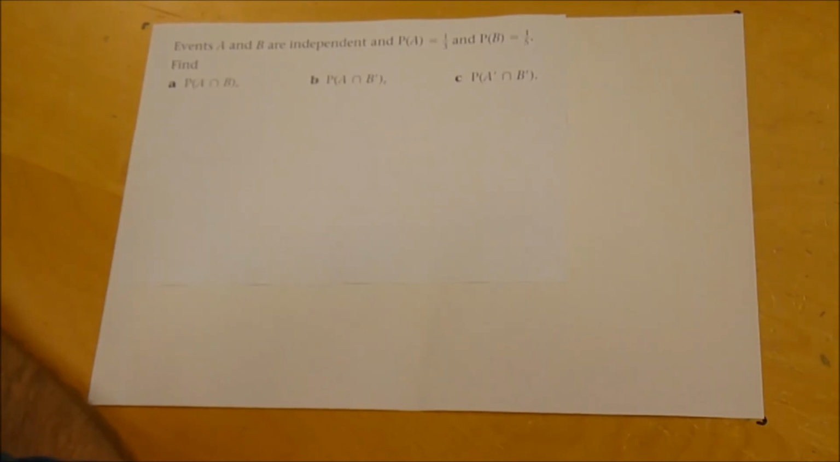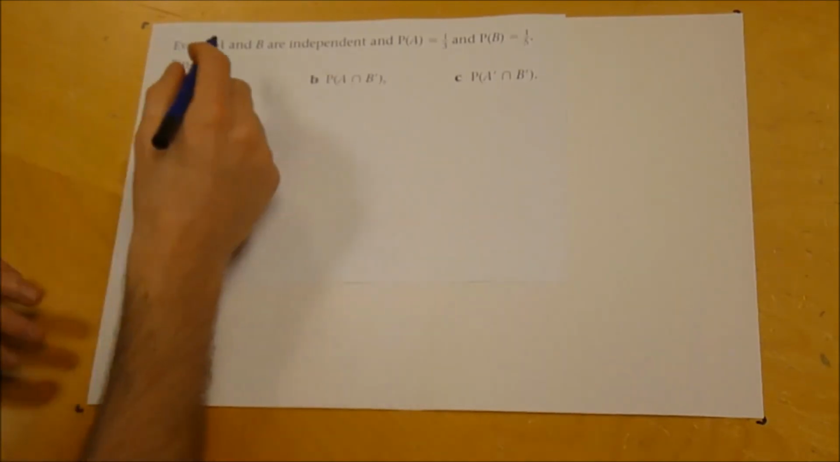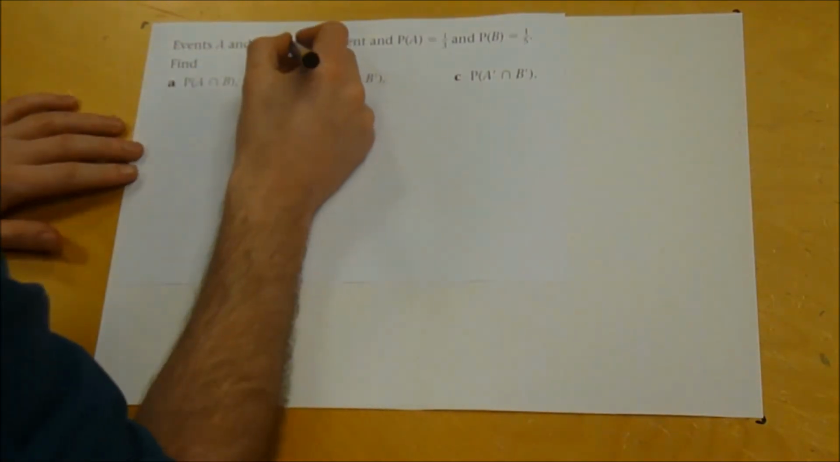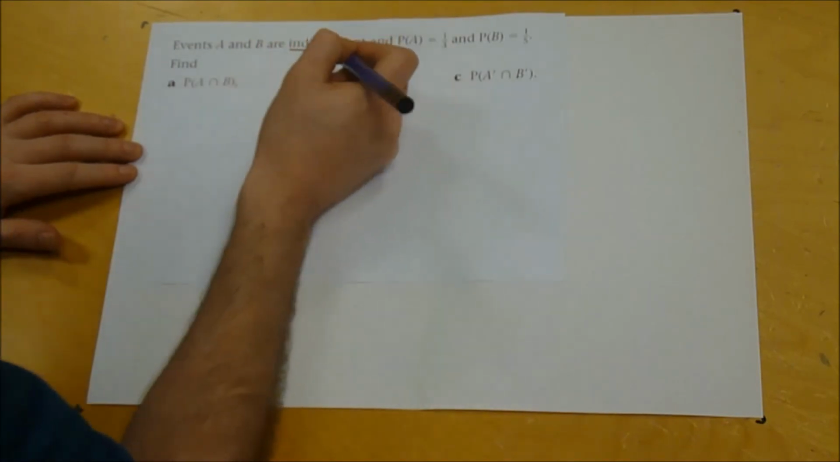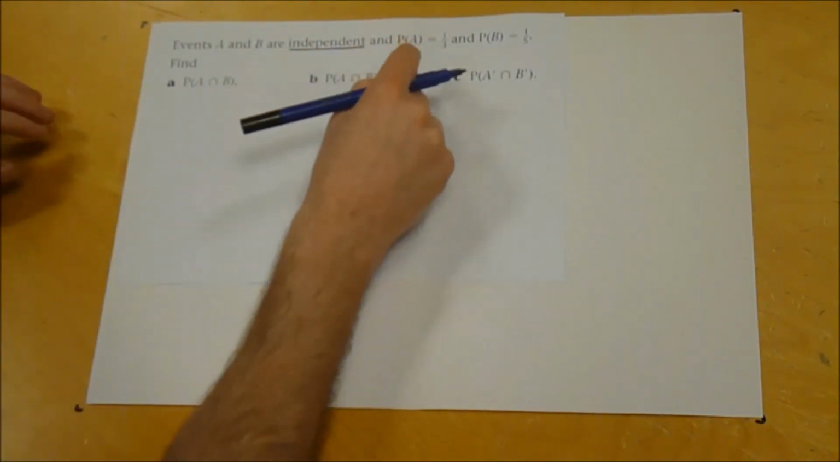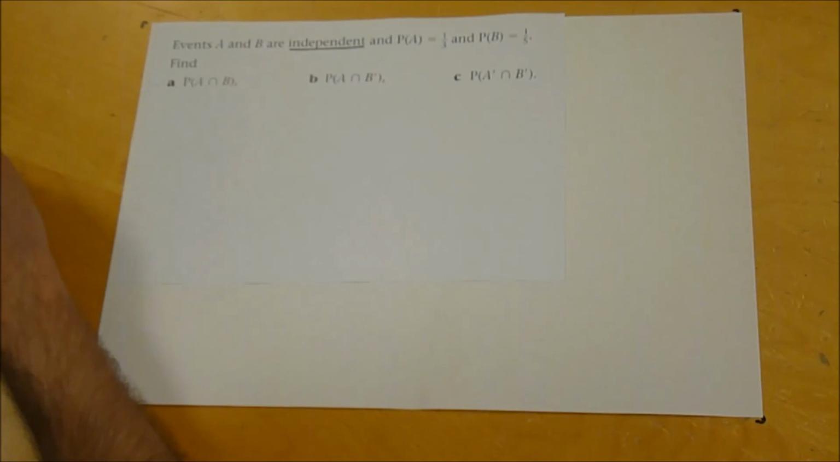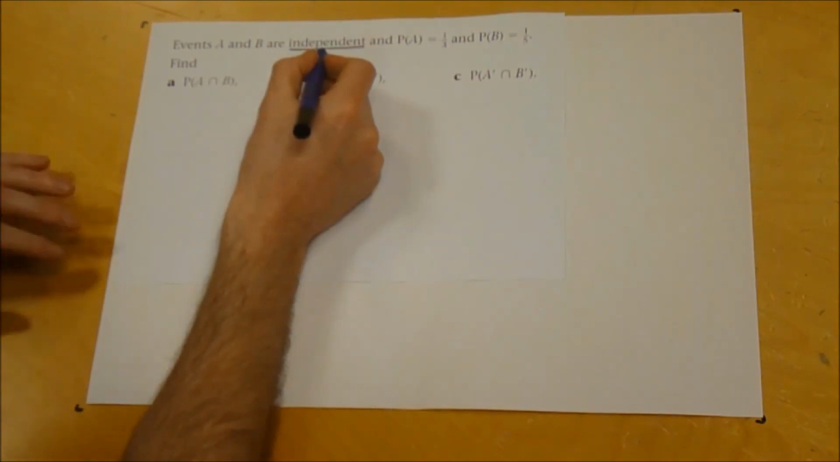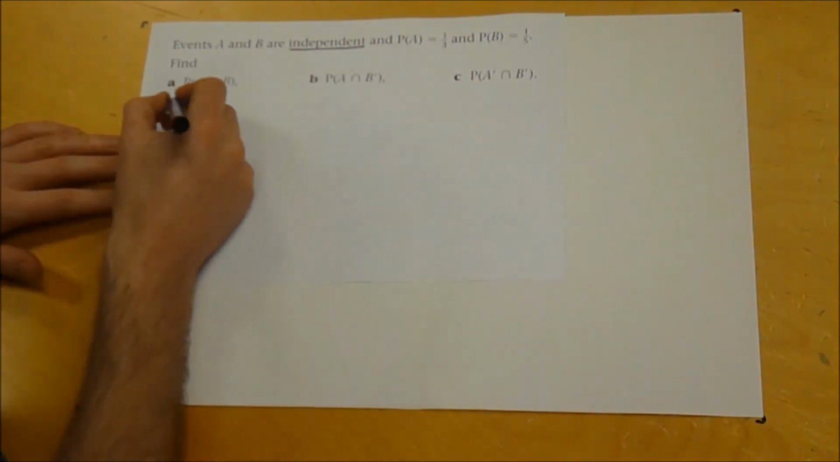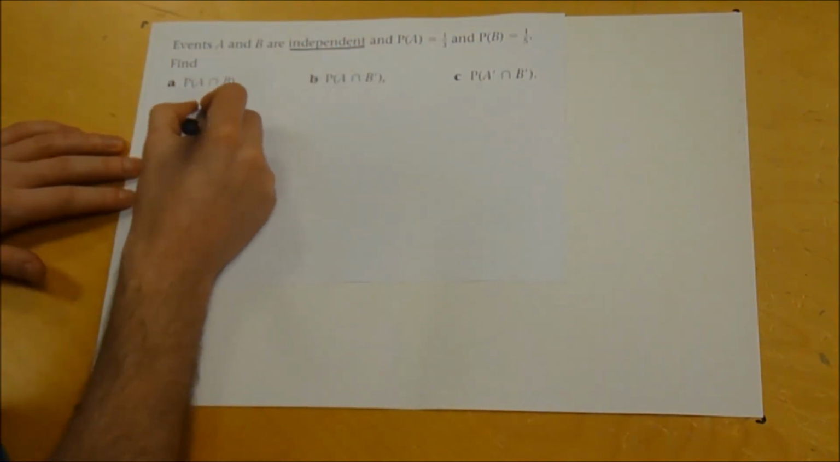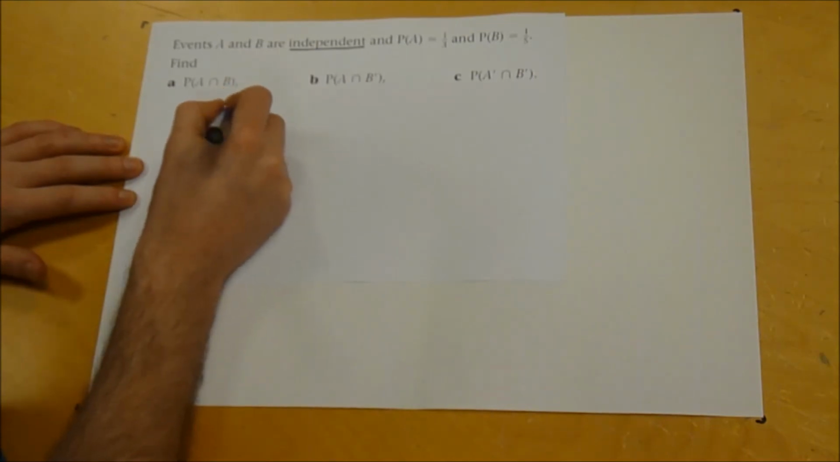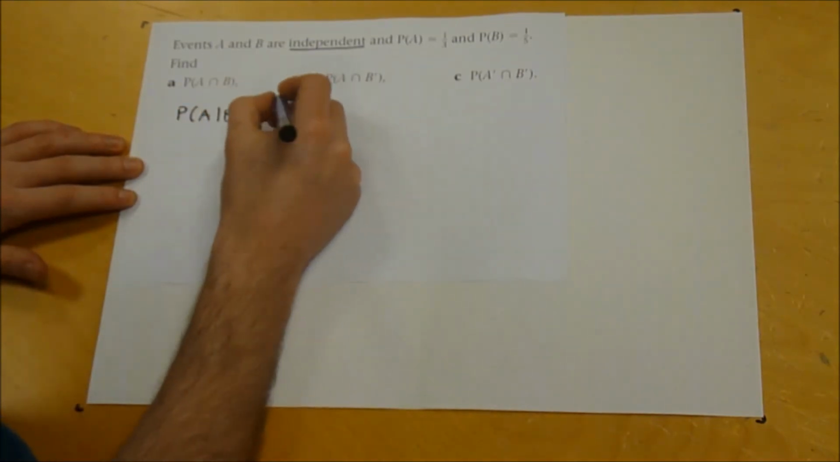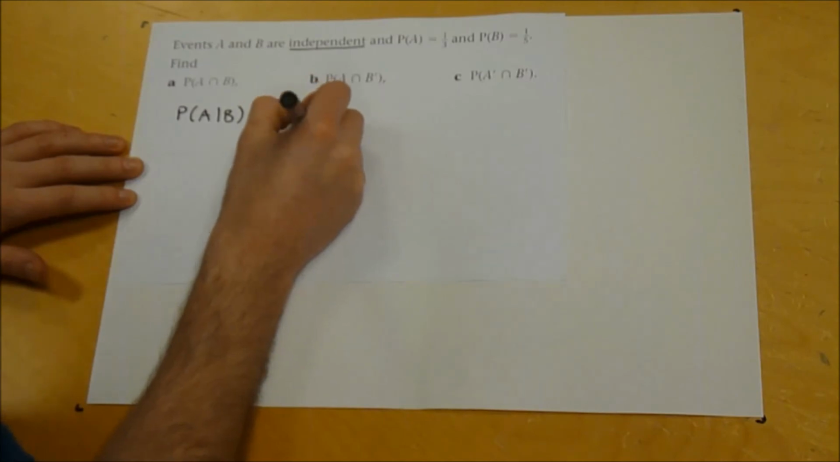Right, so let's look at this final example. So we know that events A and B are independent, and that's going to be really important. We also know that probability of A is 1/3, probability of B is 1/5, and we're asked to find these various things. Now, knowing that these two things are independent, that means that the probability of A given B is the same as the probability of A.